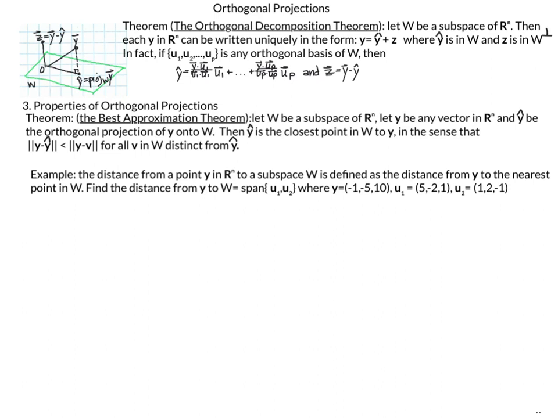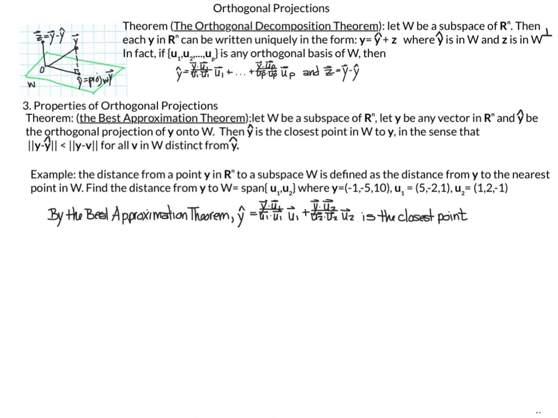Our next example, the distance from a point y in Rn to a subspace W is defined as the distance from y to the nearest point in W. So find the distance from y to W equals the span of u1, u2, where the vector y is equal to negative 1, negative 5, 10, and u1 is equal to 5, negative 2, 1, and u2 is equal to 1, 2, negative 1. By our best approximation theorem, the vector y hat in W that is closest to y is equal to y dot u1 over u1 dot u1 times u1 plus y dot u2 over u2 dot u2 times u2. So this is the closest point in W to y.